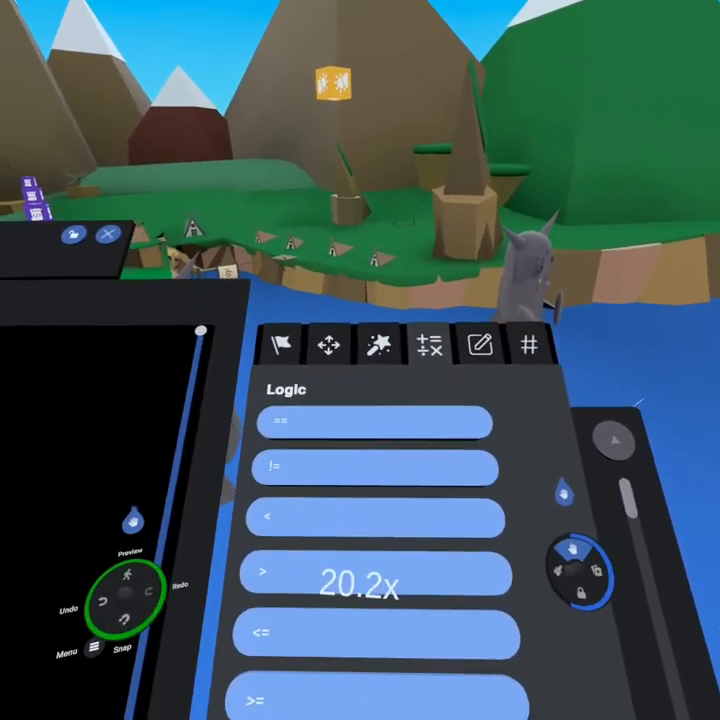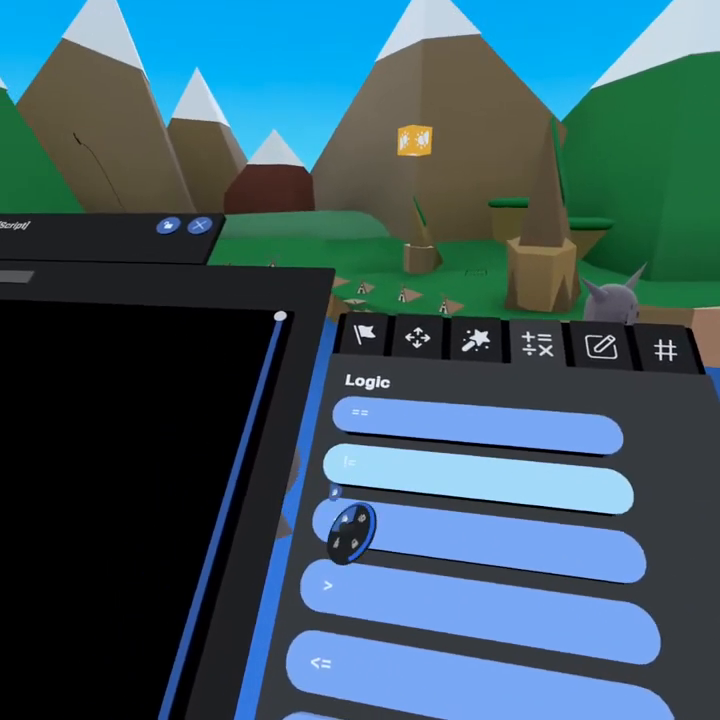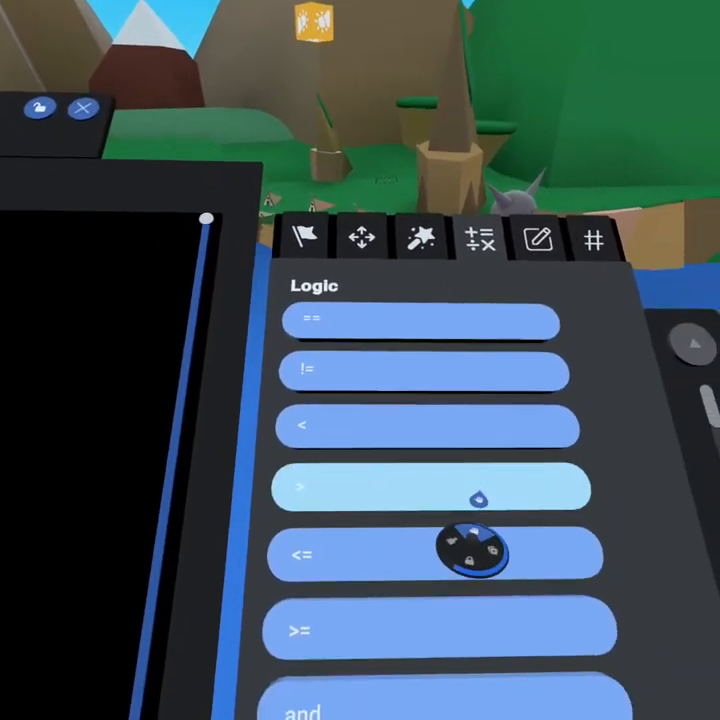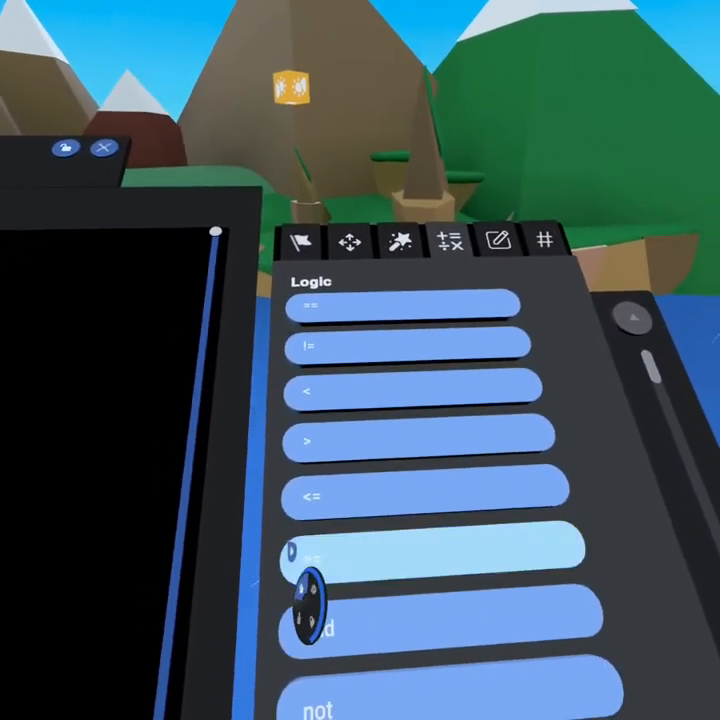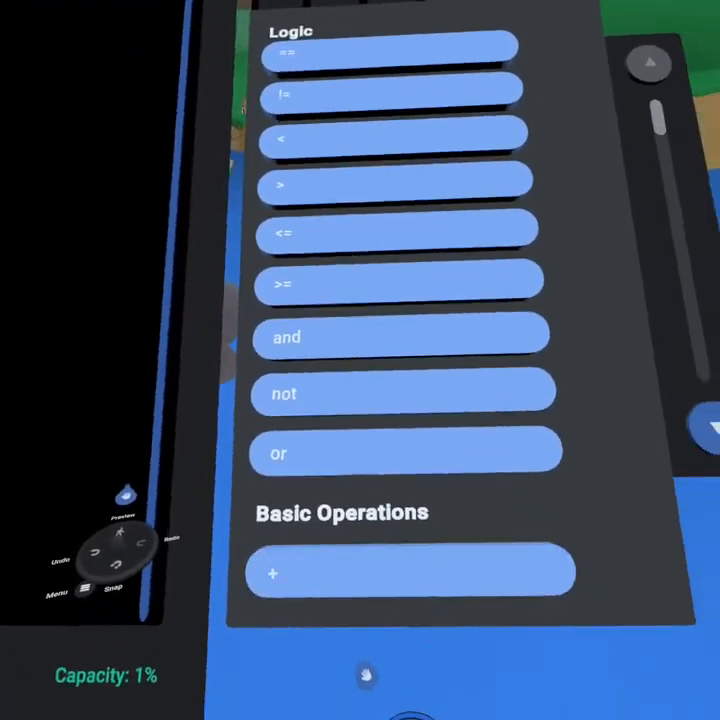So the first one you're going to see here is equals. A double equals means equals. An exclamation point equals means not equal to. We then have our less than and greater than symbols. We then have our less than and equal to and our greater than and equal to. And then we have and, not, and or.